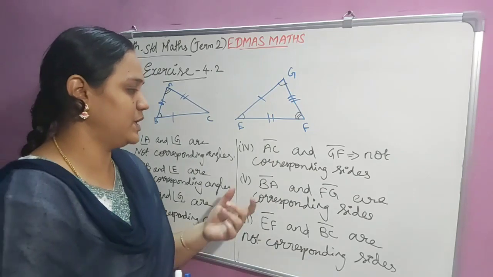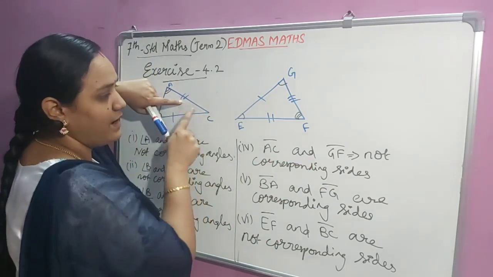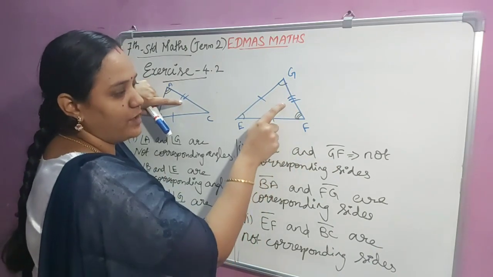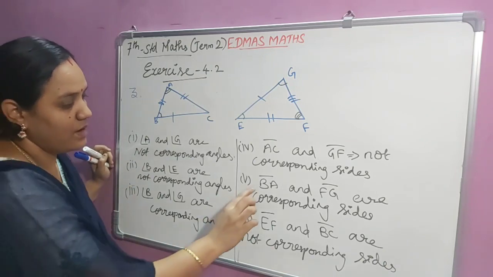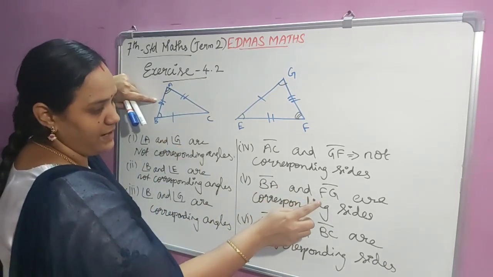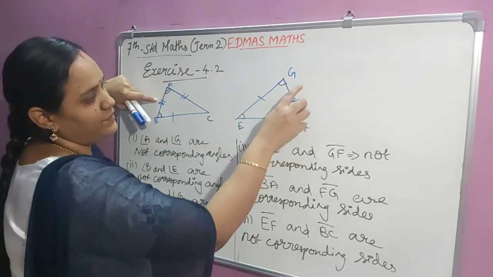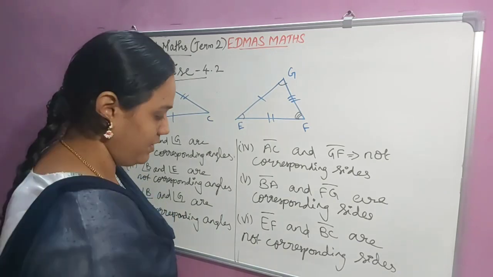Okay. Fourth option, AC and GF. AC is double line and GF is triple line. So they are not equal. So we can say they are not corresponding sides. Fifth option, BA and FG. BA is triple line and FG is triple line. So both are equal. So we can say they are corresponding.